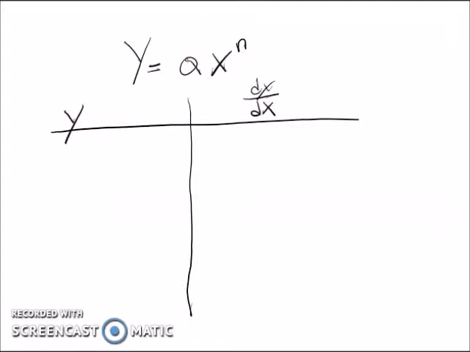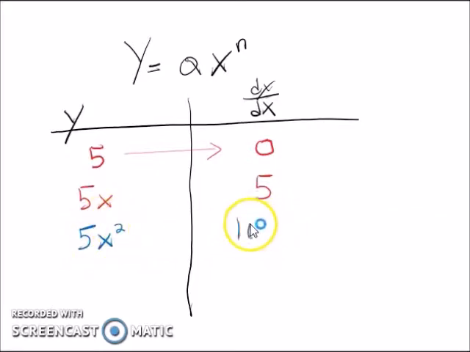Now let's say we have y equals a constant number. Your differentiation must be 0. And here let's say we have 5x. So what happens is, here we have the constant, only the 5. Let's say we have 5x squared, and here we have 10x.